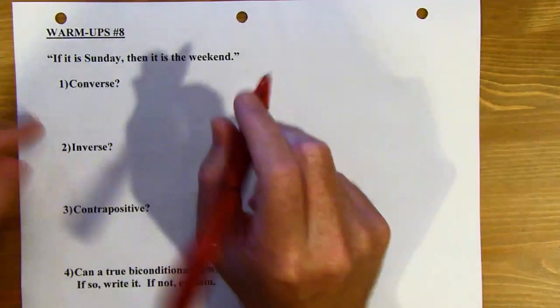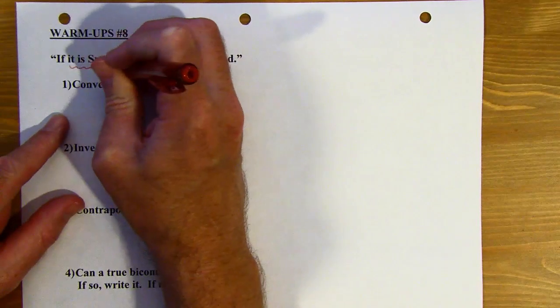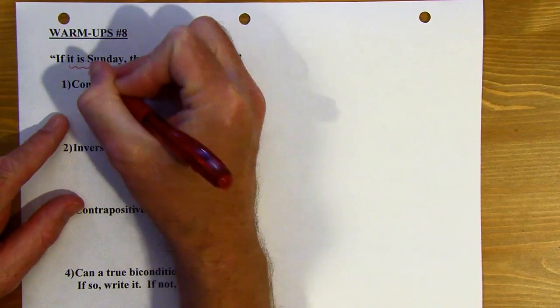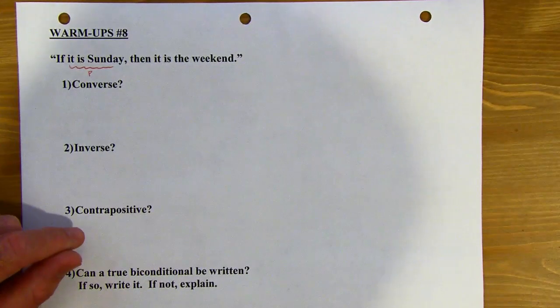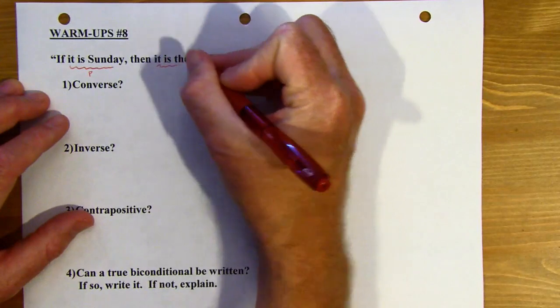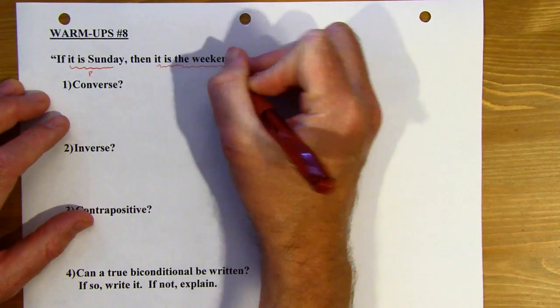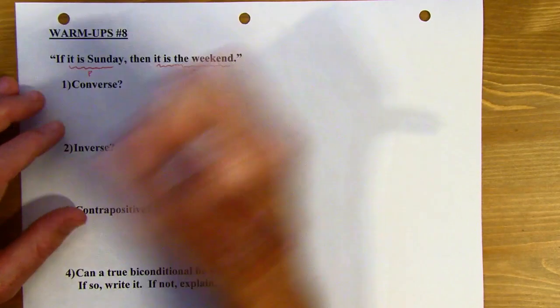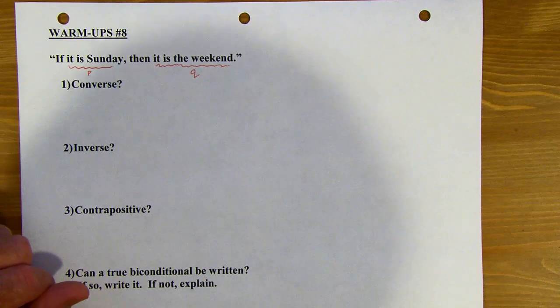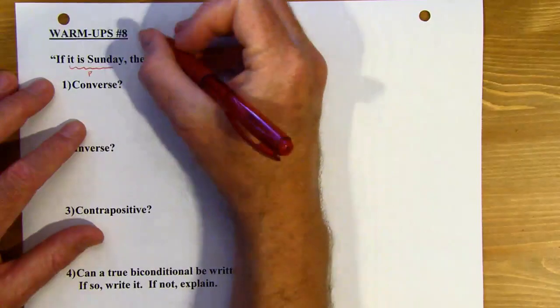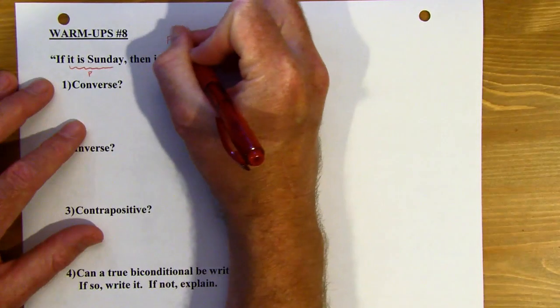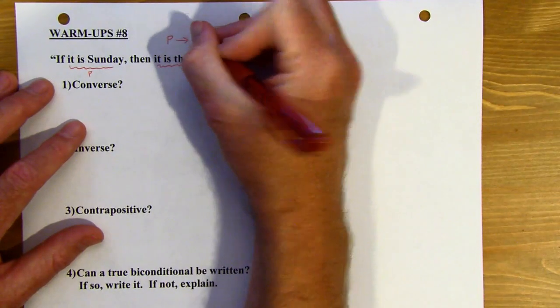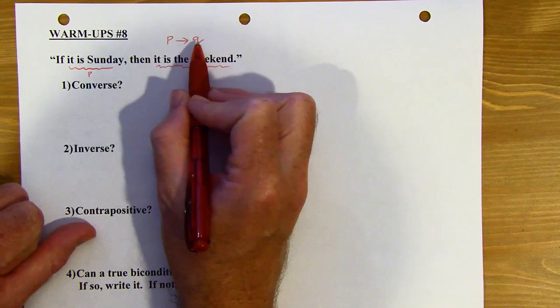So actually, before I even get to the converse, the part that follows the if is called the hypothesis, and we'll often label that with a P. The part that follows the then is the conclusion, and we'll often use a lowercase q for that. So a conditional, here's how you can symbolize it. You've got a hypothesis that leads to a conclusion.